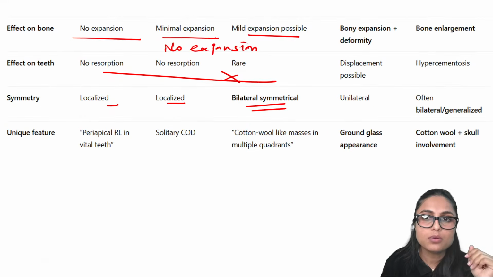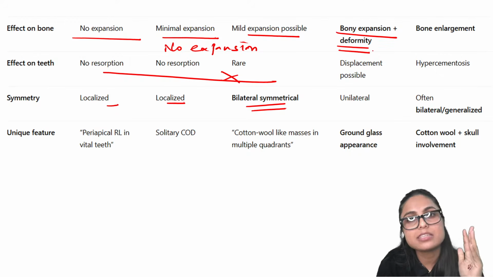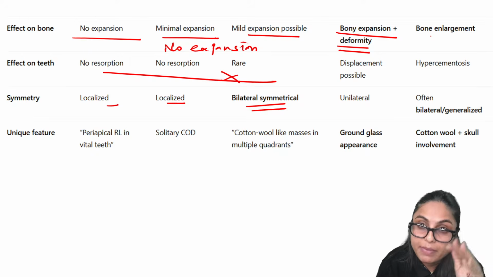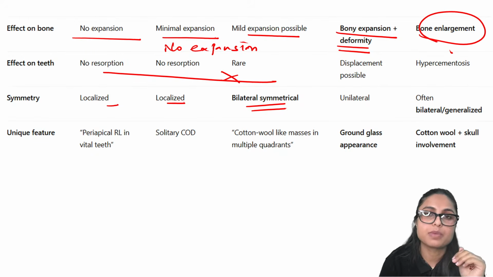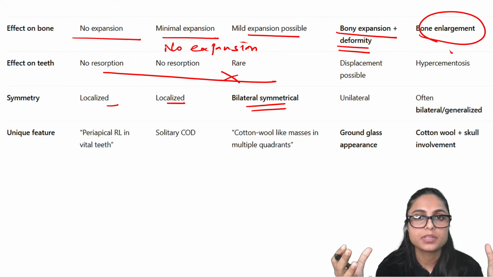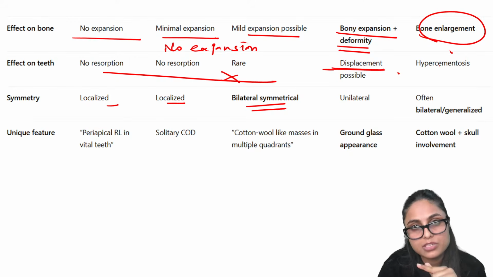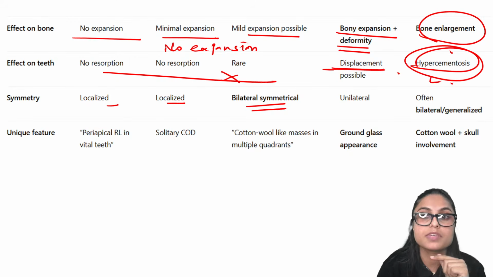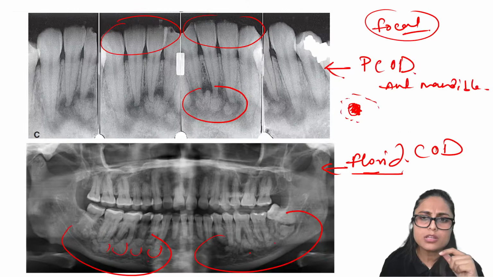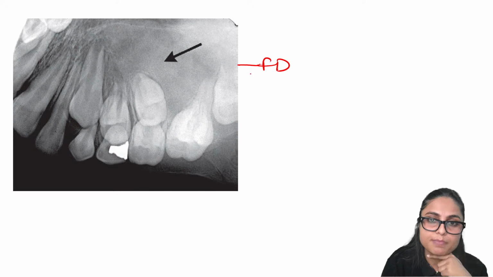Now, when we talk about effect on bone, bony expansion plus deformity is seen in fibrous dysplasia. In Paget's, there is bone enlargement. If the skull or jaw is affected, then the affected bone shows enlargement. Teeth displacement is possible in fibrous dysplasia, and in Paget's, hypercementosis is the important feature. If I show you the radiographic picture, this is fibrous dysplasia.